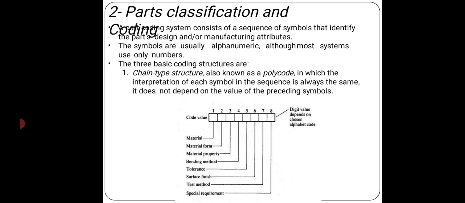Every single digit has some properties of the material or part. We can identify each and every symbol. The first symbol expresses the material, the second one is material form. The second one does not depend upon the preceding symbol, that means the previous symbol.